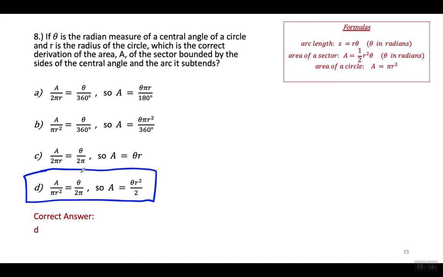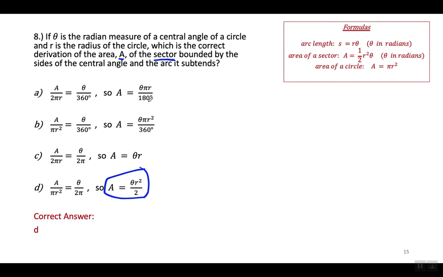Now, the short explanation. In the question it says, if theta is the radian measure of a central angle of a circle, and r is the radius of the circle, which is the correct derivation of the area A of the sector bounded by the sides of the central angle and the arc it subtends? Yeah, you probably got to read that 2 or 3 times for it to sink in. But basically, A stands for the area of the sector. So that capital A is the area of the sector.